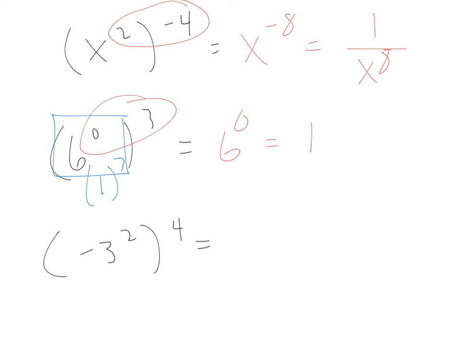Now this is a tough one. I got a negative 3. Do I bring it down to the denominator? You're right, no, because we need to look at the exponent to determine that. So this is simply multiply the exponents again: negative 3 to the 8th power. Nothing needs to get moved because the 8 is positive. It's just negative 3 to the 8th power.